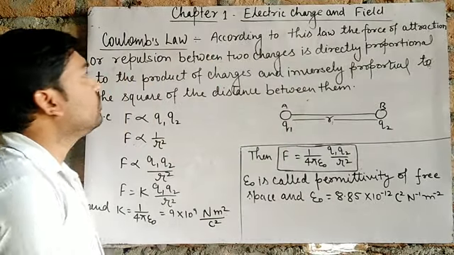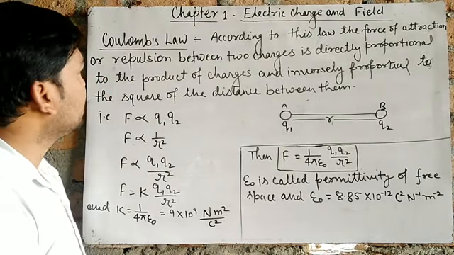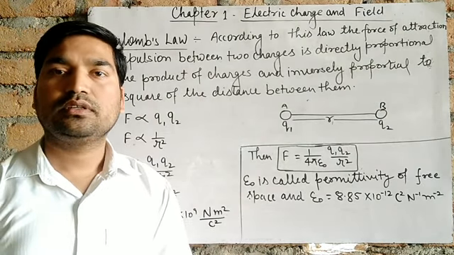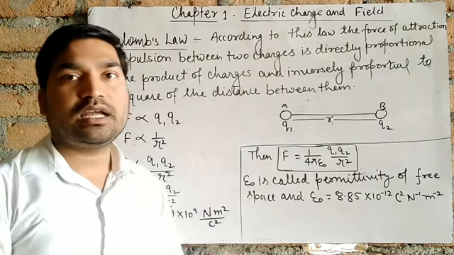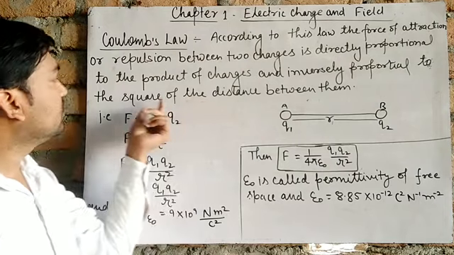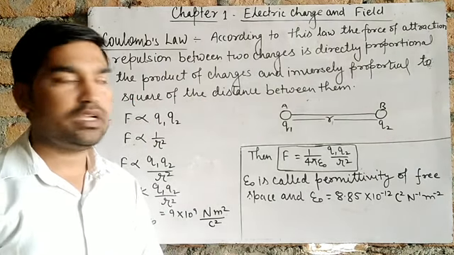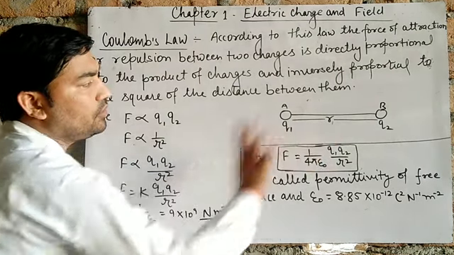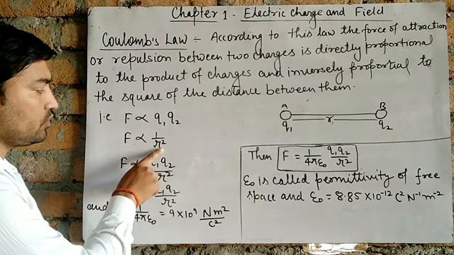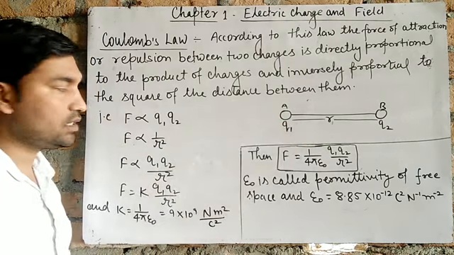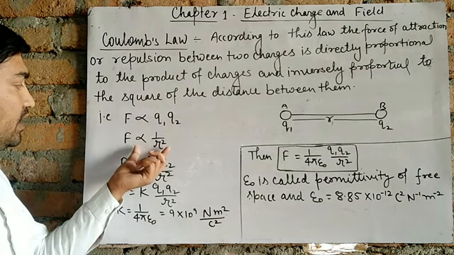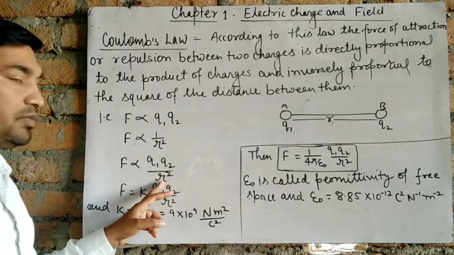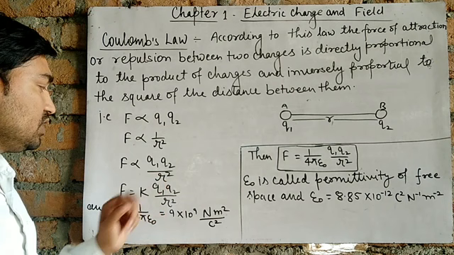According to Coulomb's law, the force of attraction or repulsion between two charges is directly proportional to the product of charges and inversely proportional to the square of the distance between them. It means the force is directly proportional to the product of charges q1 and q2 and inversely proportional to the square of the distance between these two charges. After combining these, we get force is directly proportional to the product of charges and inversely proportional to the square of the distance between them.